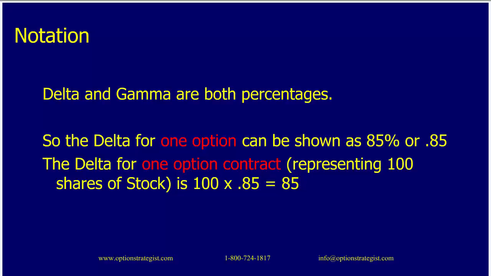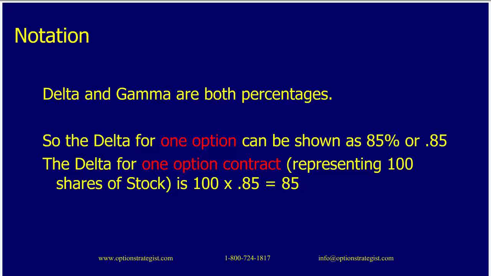All right, now, just as far as notation goes, both delta and gamma are percentages. So if we're talking about one option, we could refer to it as 85% or 0.85. Normally, when I'm referring to a delta or a gamma, I'm thinking in terms of an option contract. Now, since an option contract represents, most of the time at least, 100 shares of stock, I'm going to multiply the delta by 100 and move the decimal point 2 places over to the right. So I'll talk about an 85 delta as opposed to a 0.85 delta if we're talking about an option contract.